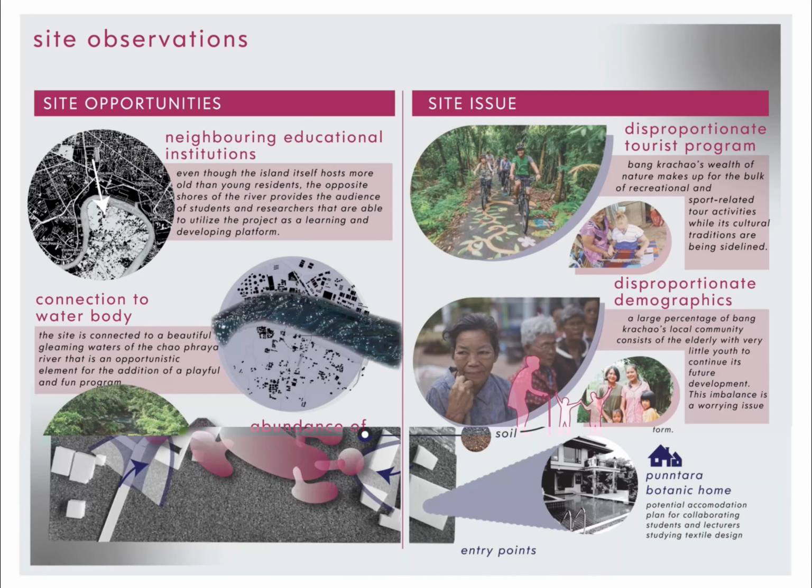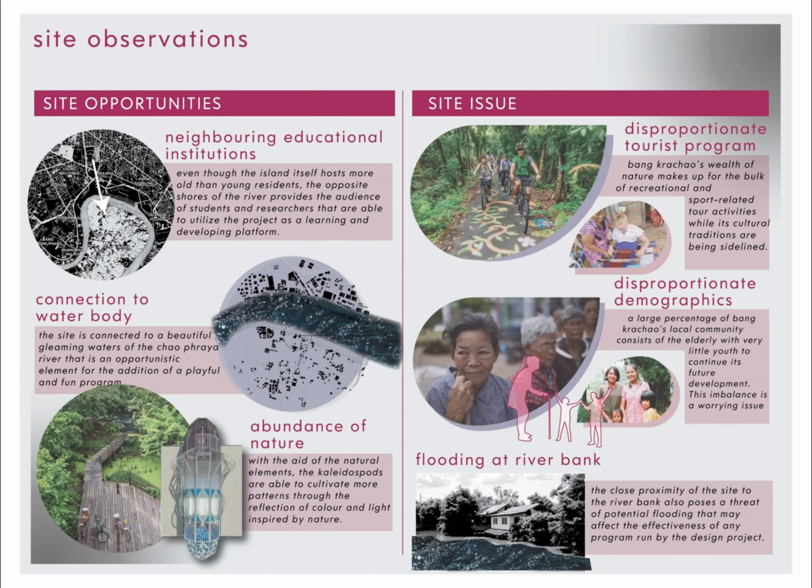Then, I proceeded to look into the site opportunities as well as issues of Bangkrachao, and realized that there were neighboring educational institutions on its opposite shores in the town of Bangkok. Besides that, the island's connection to a water body provides an interesting site for a playful fun program, aside from its abundance of beautiful natural elements. However, Bangkrachao has a disproportionate tourist program that focuses on physical and recreational activities, leaving Thailand's beautiful traditions sidelined. The site also has a lot more elderly residents than young, which poses a threat to its future development, and flooding issues at the riverbank.